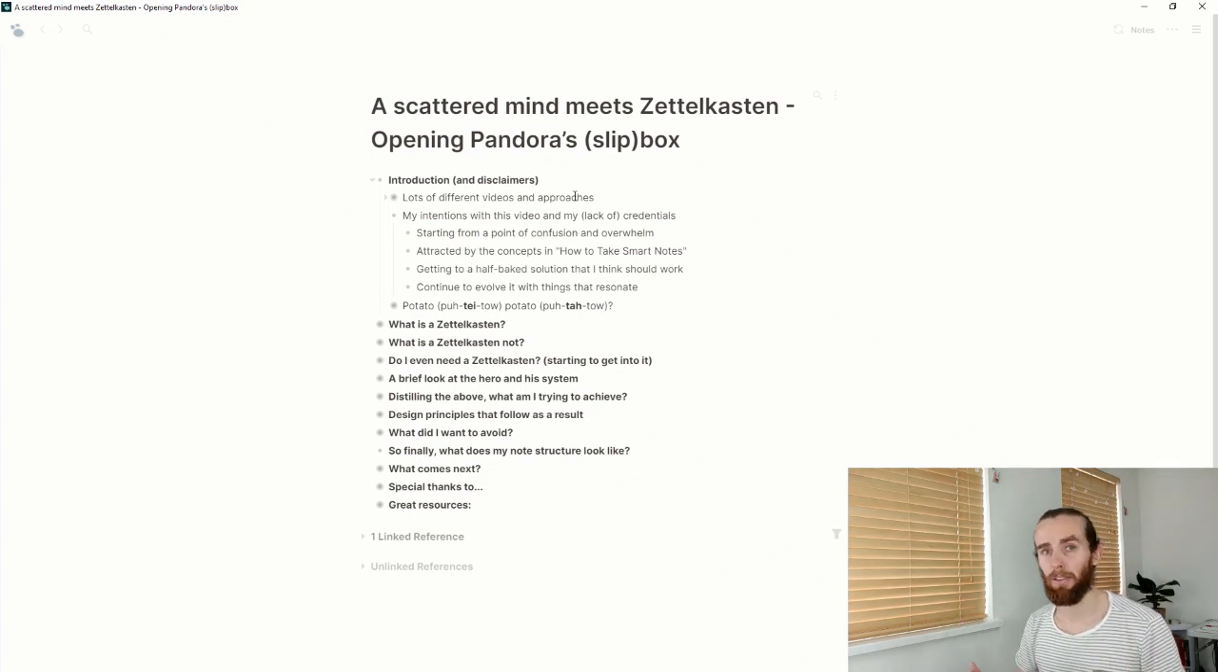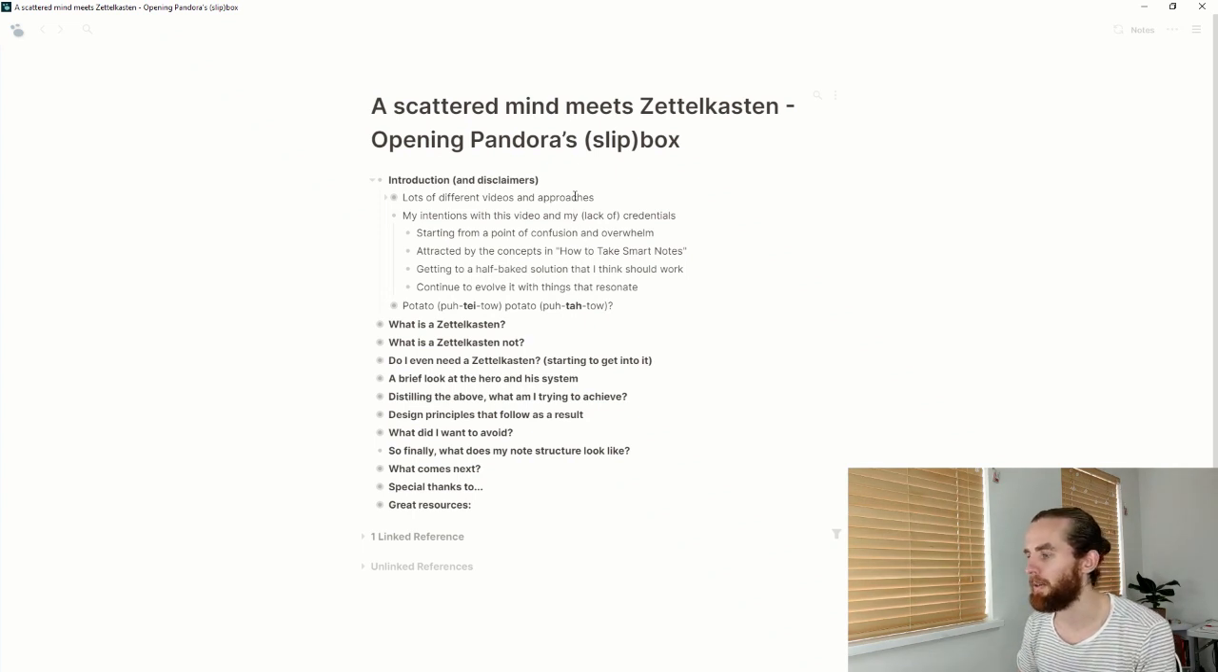I think that I've gotten to a half-baked solution that should work, and I want to continue to evolve it with things that resonate. And I hope that this will resonate for some people as well who may have had trouble setting up a Zettelkasten or might just get ideas. I think sharing this sort of thing, if it helps another person with some ideas, that is a great achievement.